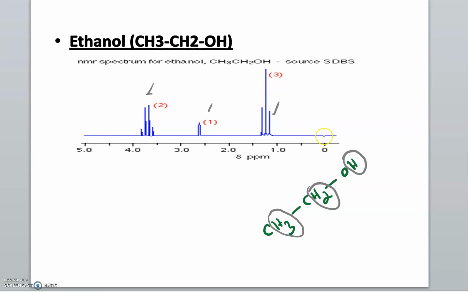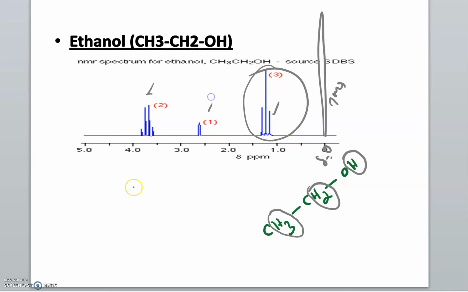Of course, 3 lines are obtained. This is the line for TMS, that is at delta equal to 0. And this is the line for the CH3 group at a delta of about 1.2. This line splits into 3 due to spin splitting by the 2 nearby hydrogens. We have already studied that due to spin splitting, an equivalent hydrogen is split into n plus 1 lines, where n is the number of neighboring hydrogens. Here neighboring hydrogens are 2, therefore it is split into 3.